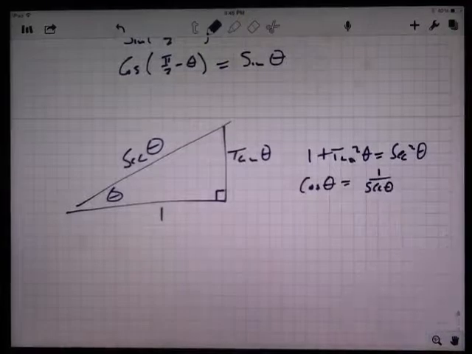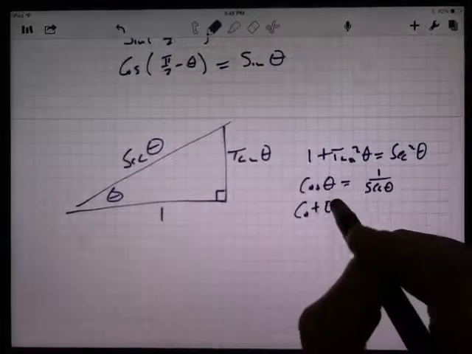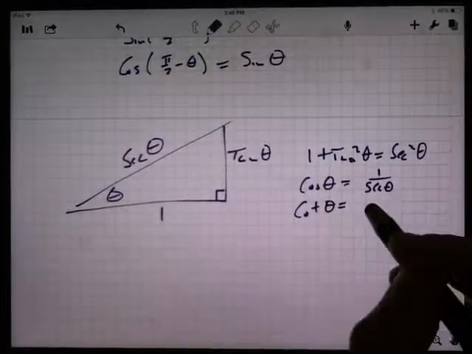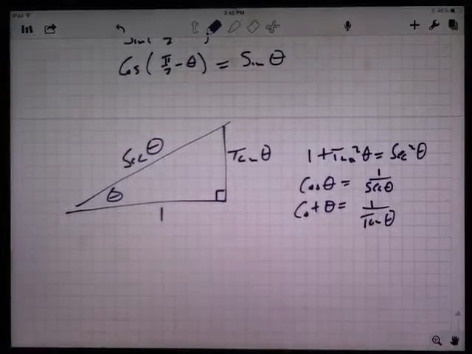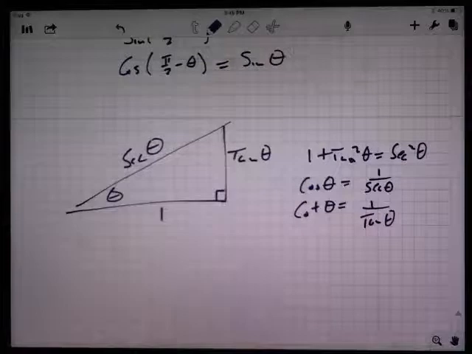There's a reciprocal identity. I can see that the cotangent of theta, which is the adjacent side divided by the opposite, is 1 over the tangent theta. There we go. There's another reciprocal identity. Now there are a few other identities that we don't generally write down, but they're here, so I'm going to do them.